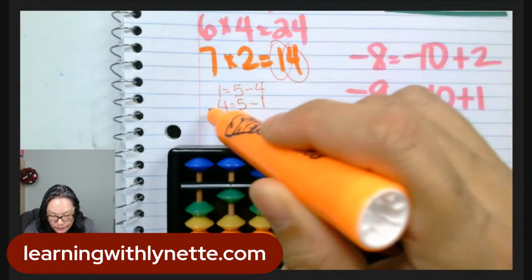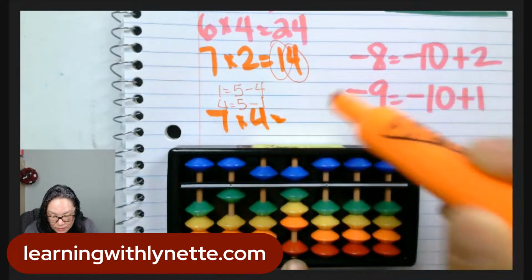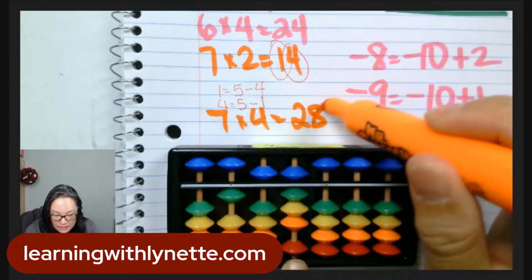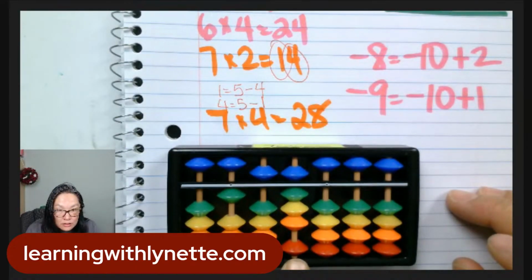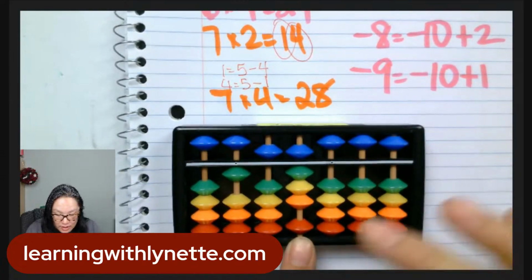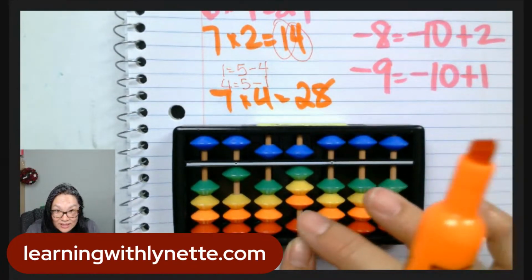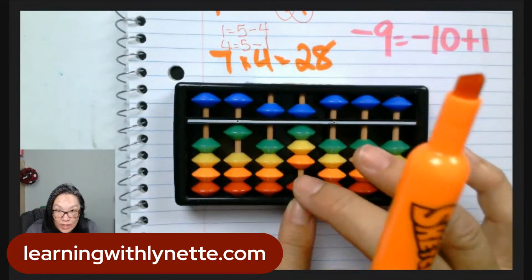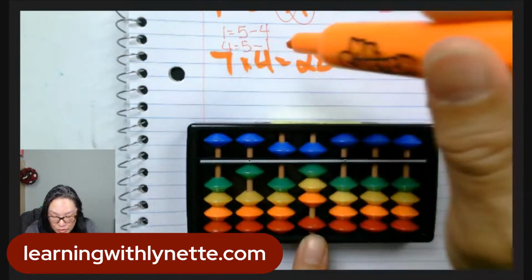7 times 4. 7 times 4 is equal to what? 28? Yes, thank you, Char. 28. So we do 28: plus the 2, plus the 8. Can we add the 2? No, we can't add the 2. How do we add the 2?